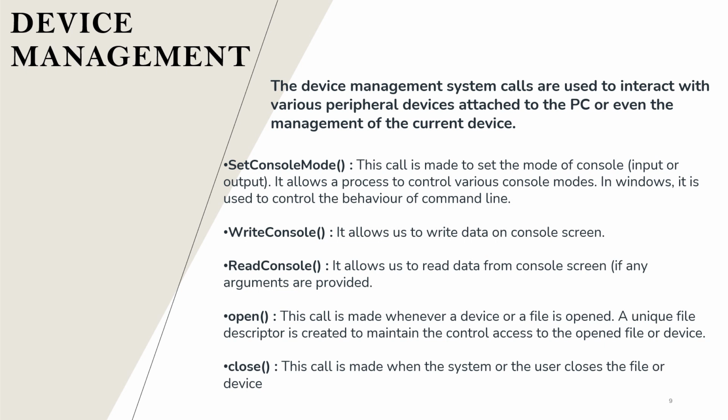Write console. It allows us to write data onto the console screen, which is nothing but a monitor. Read console. It allows us to read data from the console screen if any arguments are provided. Open. This call is made whenever a device or a file is opened. A unique file descriptor is created to maintain the control access to the opened file or device. Close. This call is made when the user closes the file or the device. And some other are get device attributes, set device attributes, logically attach or detach the devices, request a device, release a device.